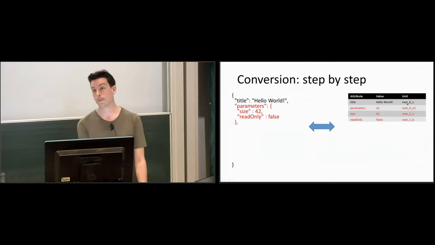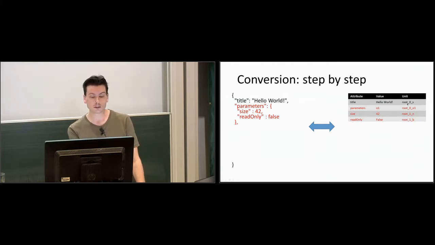So then we have a nested object on the attribute parameters, and so that ends up like this. It's a parameter, it's O1 for object 1, and then the two attributes size and read only. So the 1 here refers to the value here. So that's how we make sure that these two belong to each other. But you also can see that the attribute and the value is still the same as it is in the JSON.